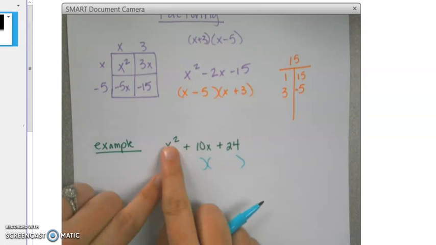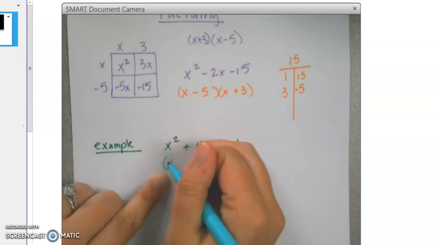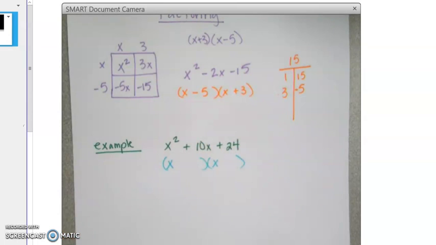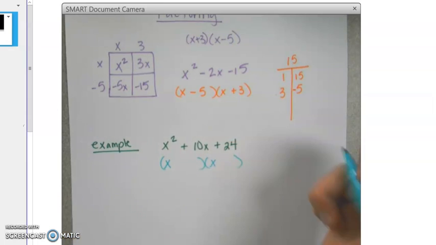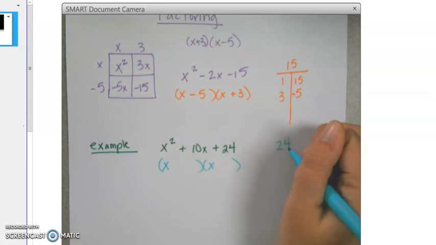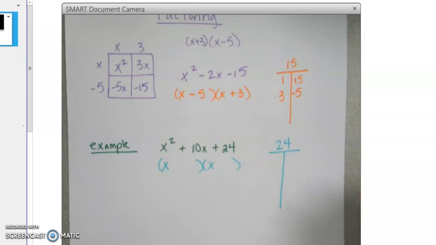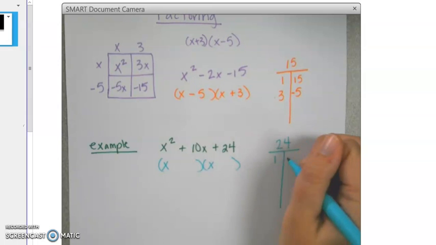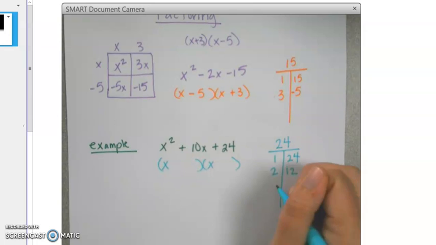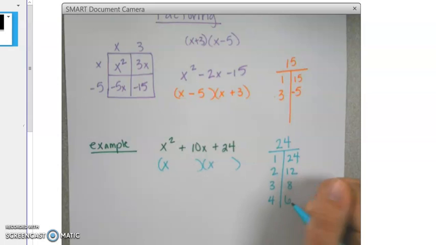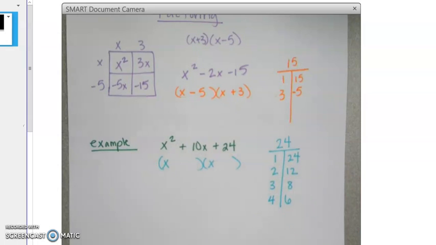Now again, it's x squared in front, which means I know I had to do x times x. Those have to be there. And the two numbers in the back have to make 24. So I'm going to do this chart again. So the factors of 24, I have 1 and 24, 2 and 12, 3 and 8, 4 and 6, I think that's all of them.